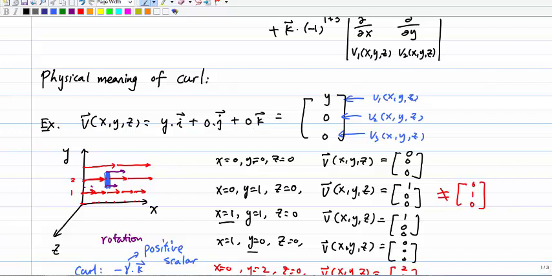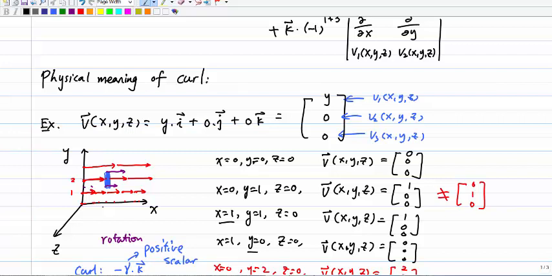So my v1 will be just y, v2 xyz is 0, v3 xyz is 0. Okay, now I can actually draw the vector field. If you remember, you can get an idea about what the vector field looks like by taking a lot of samples to see how it looks.